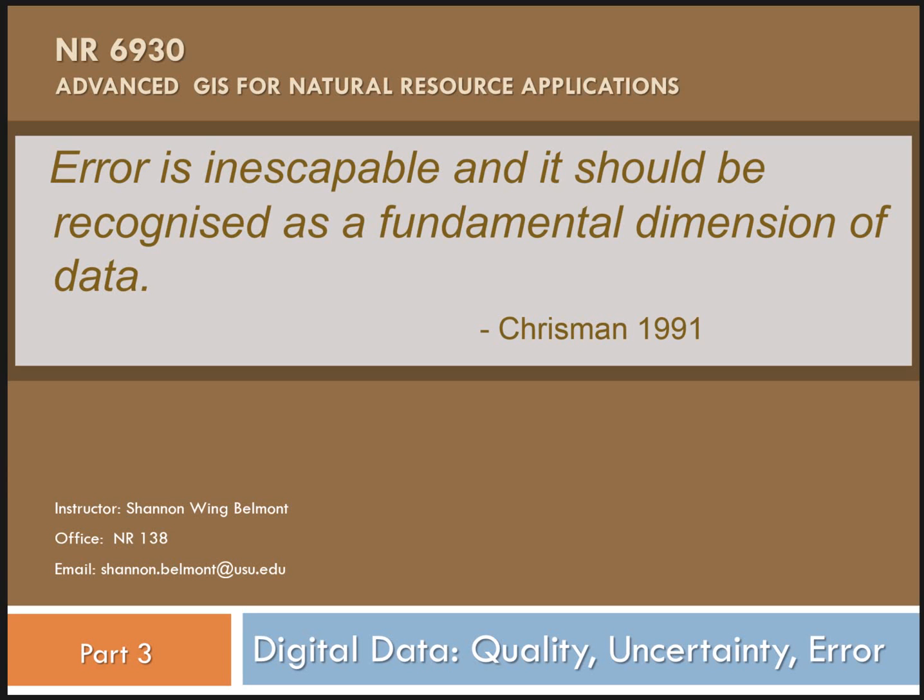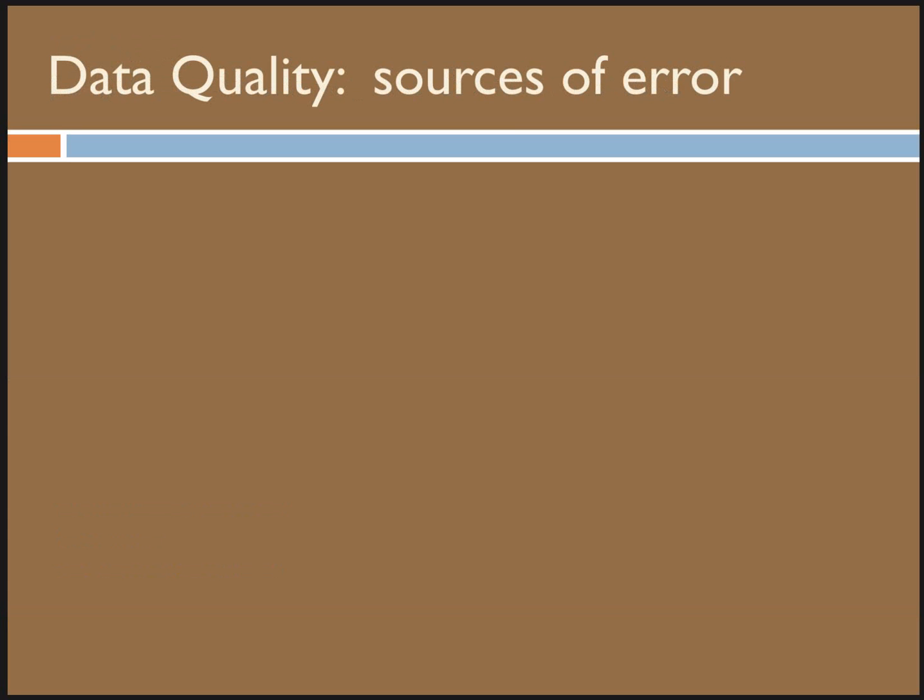Okay, uncertainty part 3. Now we have a pretty good understanding of accuracy issues, of mapped features and their attributes. So let's talk about how errors get on maps. Sources of error. There are a lot of them, and I'm just going to run through a kind of a list to just maybe overwhelm you with how many ways we can introduce error into our data.